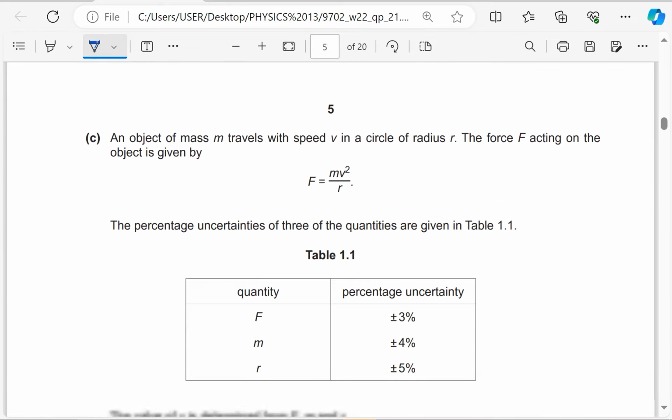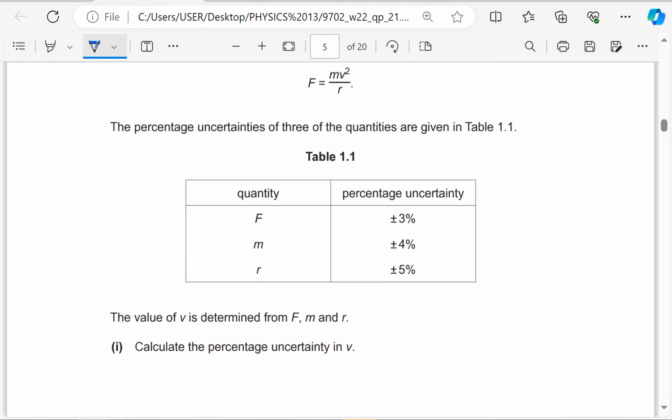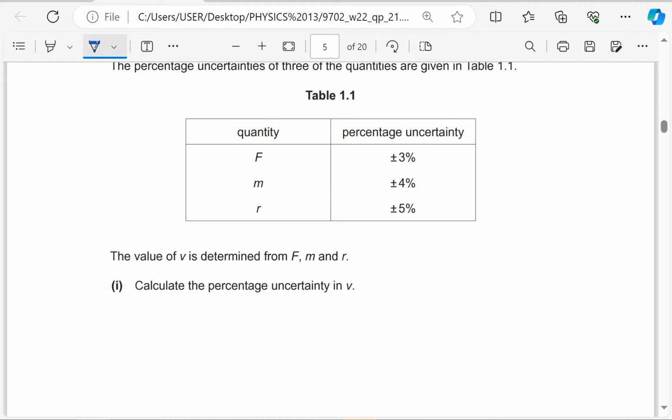An object of mass m travels with a speed v in a circle of radius r. The force F acting on the object is given by this expression here. The percentage uncertainties of 3 of these quantities are given in the table: F, m, and r. The value of v is determined from F, m, and r. Calculate the percentage uncertainty in v.